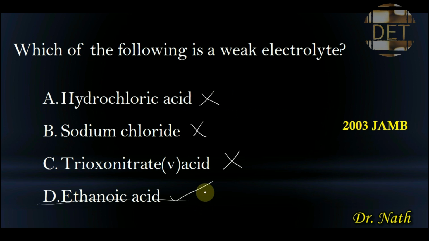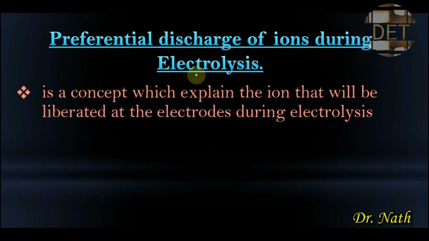So with this, we are done with this class. In the next class, we will look at the preferential discharge of ions during electrolysis. The preferential discharge of ions during electrolysis is a concept that explains the ion that will be liberated or discharged at the electrodes during electrolysis. So in the next class, we will look at this concept in detail.